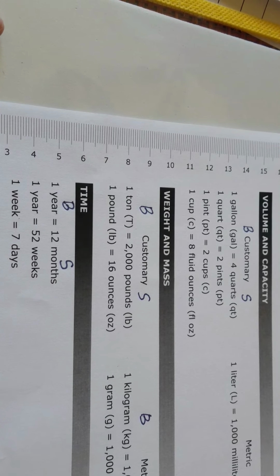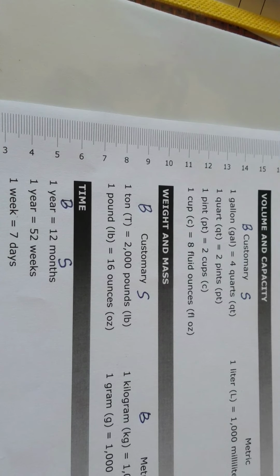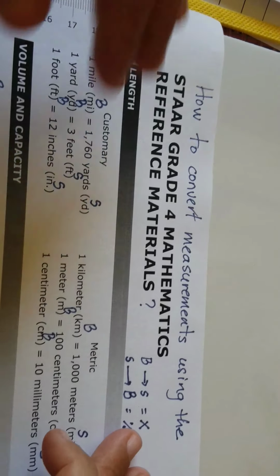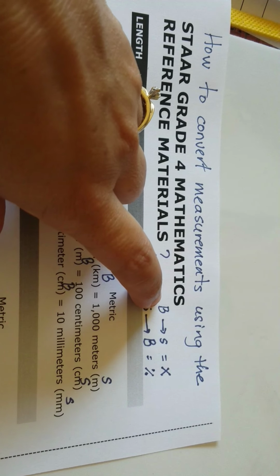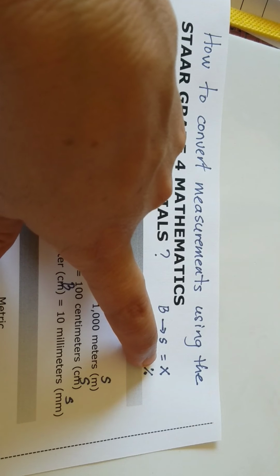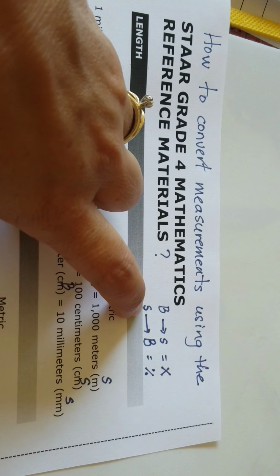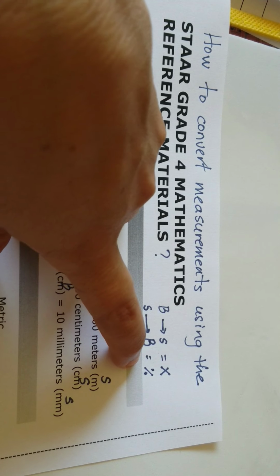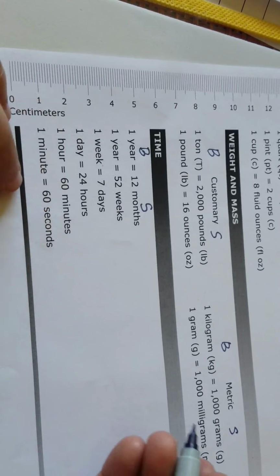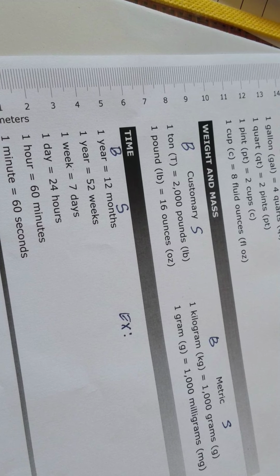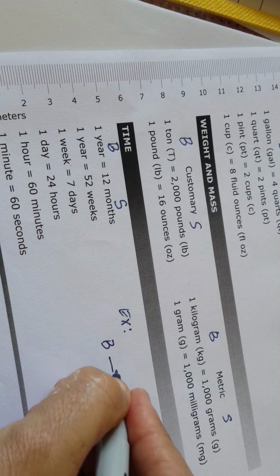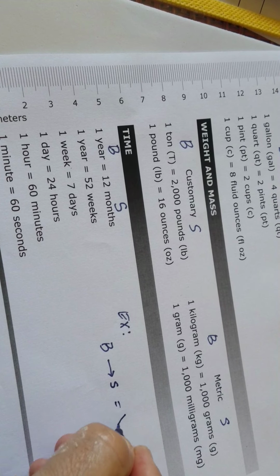Now, how can I use this document? So let's go here. If you're going to convert measurements from a big unit to a small unit, you are going to multiply. If you are going from a small unit to a big unit, you are going to divide. For example, let me write an example right here. Let's pretend from a big unit to a small unit. Remember that you are going to multiply.